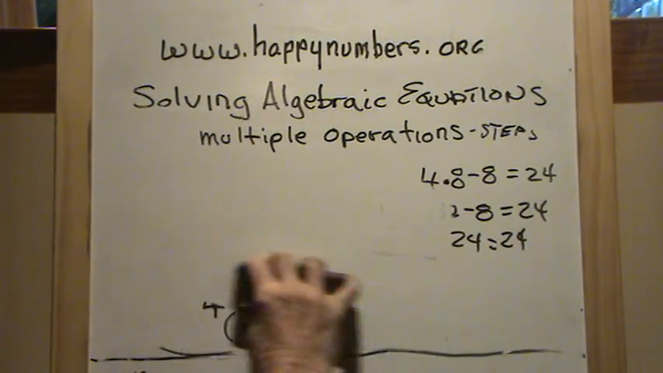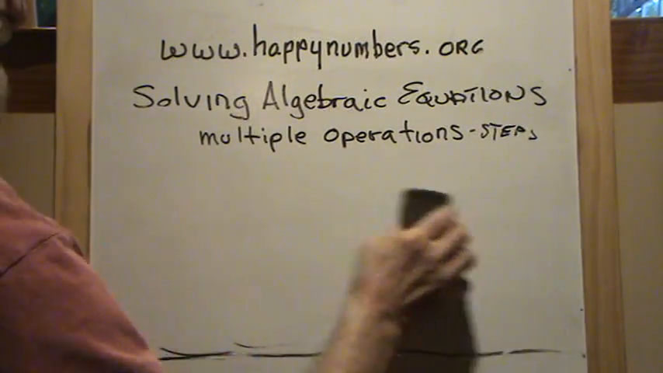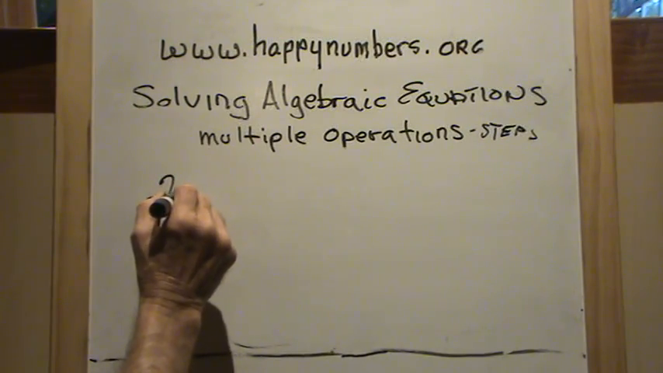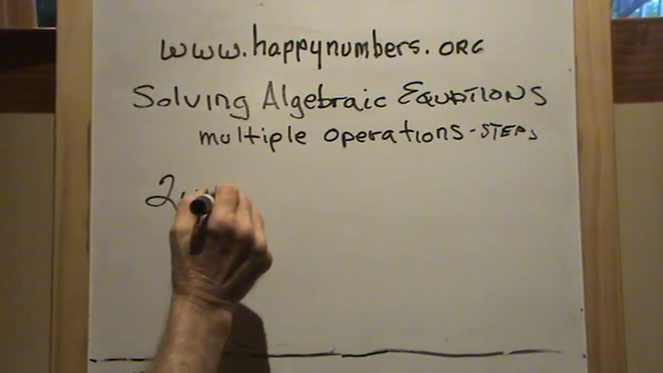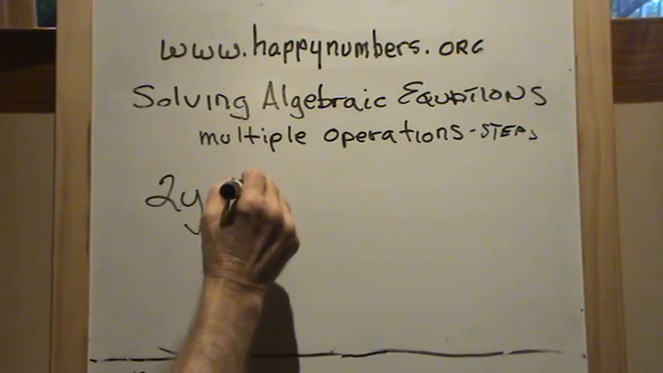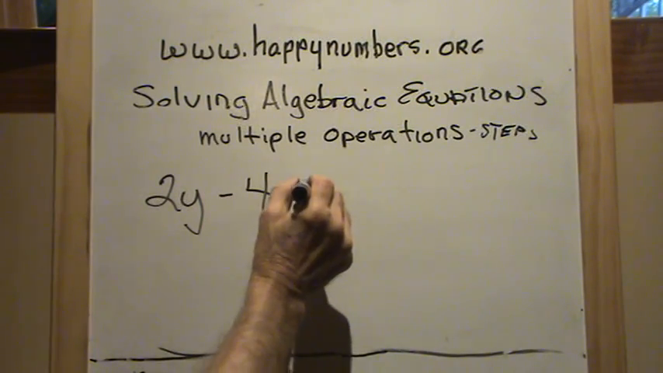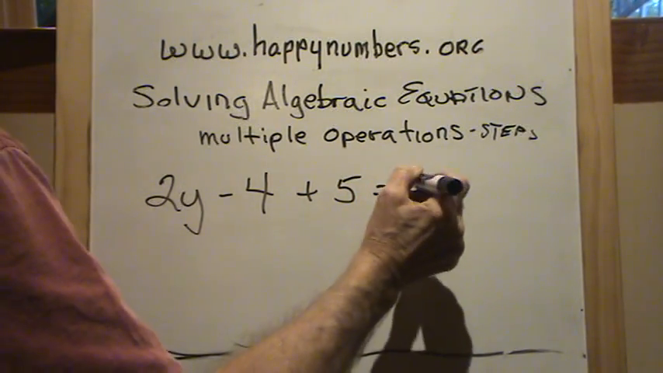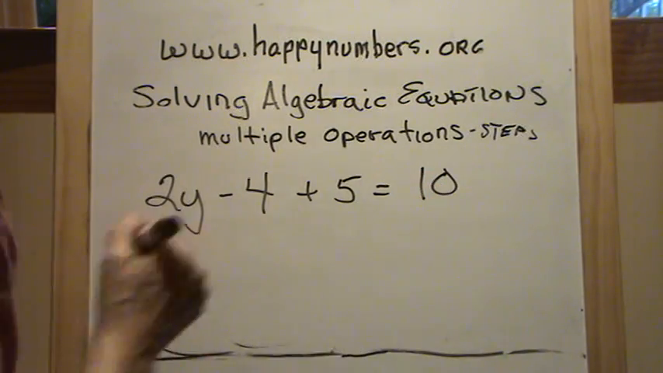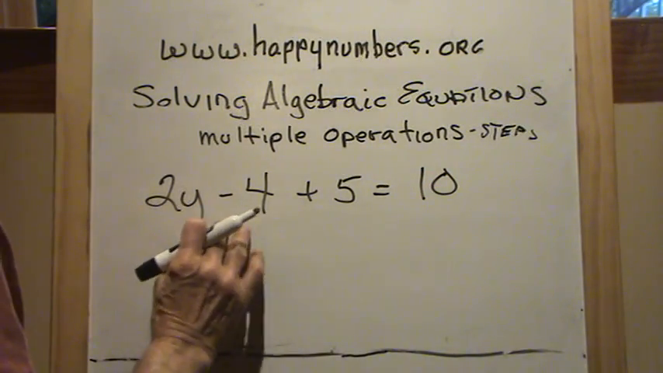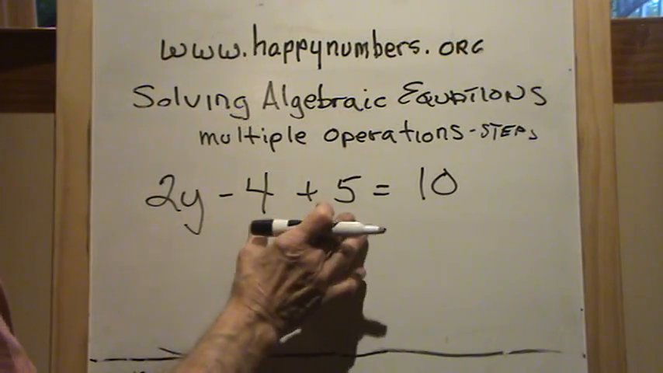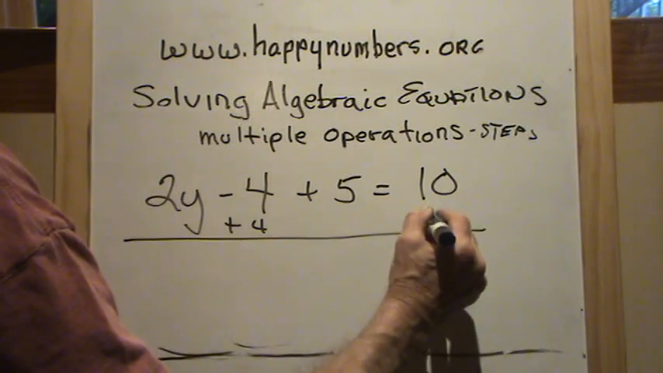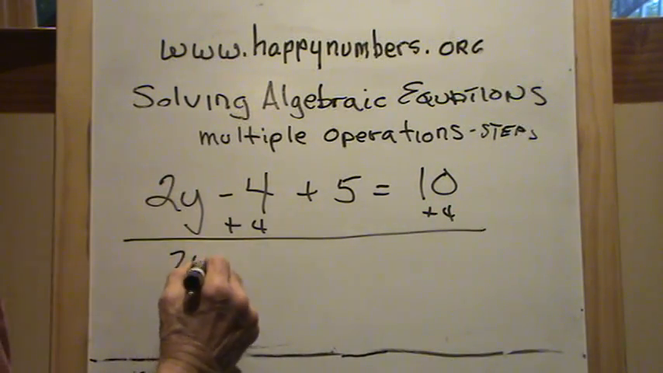Well, excellent. So let's try multiple step equations. Let's put one up just for fun. 2y minus 4 plus 5 equals, oh, I'm just going to make this up, 10. Well, we could, first of all, just take these one step at a time. We could combine a positive 4 and a positive 4, and we get 2y.